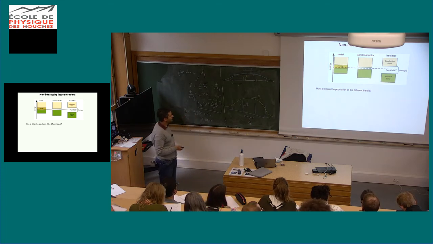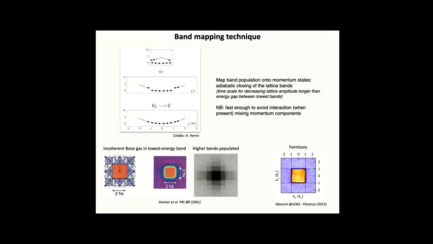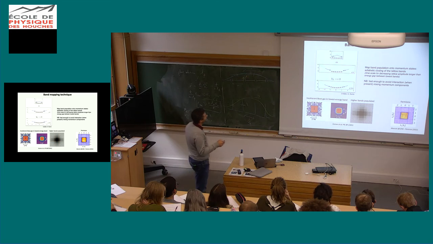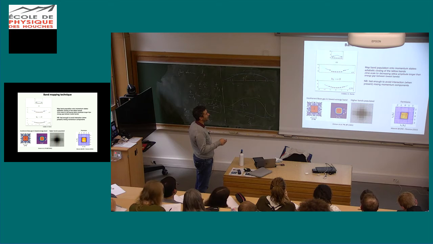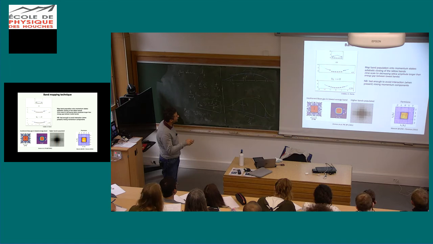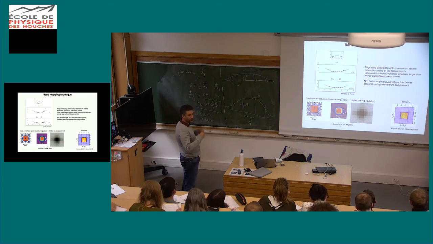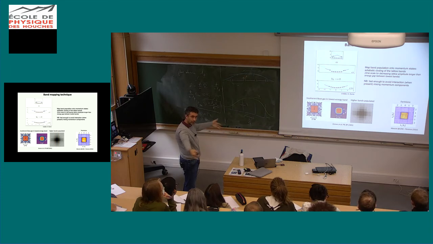So there is one technique which is called band mapping, which is relatively easy to understand. You start from this picture, which shows the energy bands in the presence of a lattice. And these dark dots here are fermions. So I filled all the lowest energy band and put some in the first excited one. Okay? If I unfold that, because I will do a time of flight and project onto the plane wave basis, this is the picture that I have.